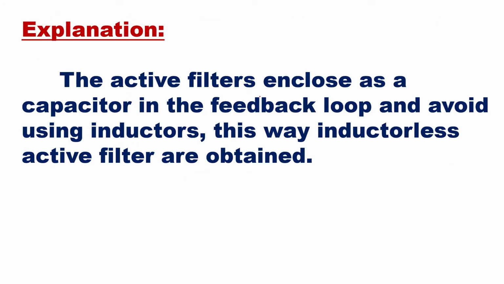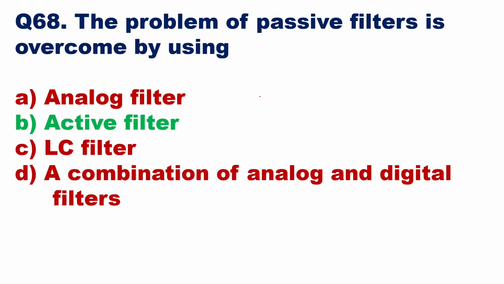So here you can see the explanation. The active filters enclose a capacitor in the feedback loop and avoid using inductors. This way, inductorless active filters are obtained. And also, the other point is active filter output will be higher than the passive filter output in magnitude, for example, output voltage. So it will be more in terms of active filters because active filters can amplify the output, whereas passive filters cannot amplify the output. So here you can see option B is the right answer, active filter.